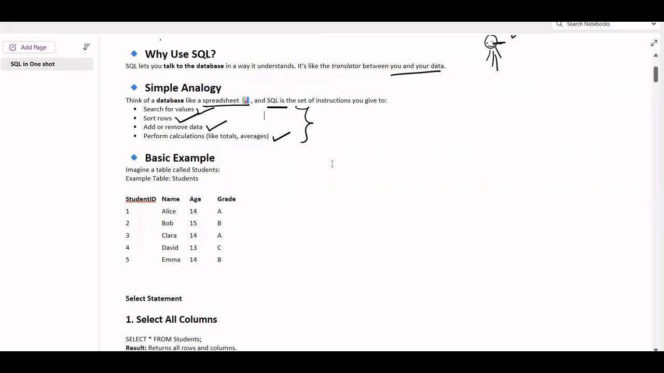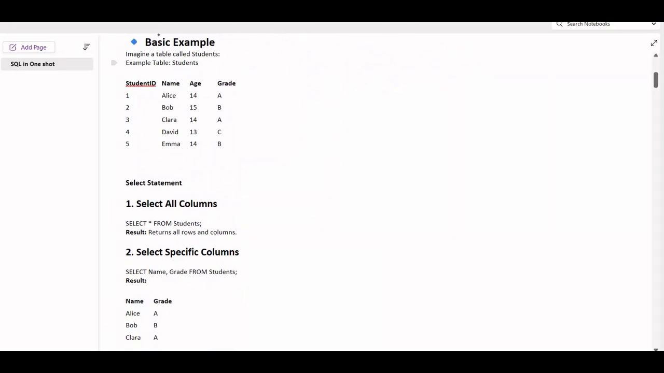Okay, let us come to the actual part of SQL. For example, you have a basic example: a table named students. In that we have certain columns. The vertical ones are called columns, and the horizontal ones are called rows. We have 5 rows and 4 columns. The column names are student ID, name, age, and grade. This example is important because we'll be solving certain queries here.